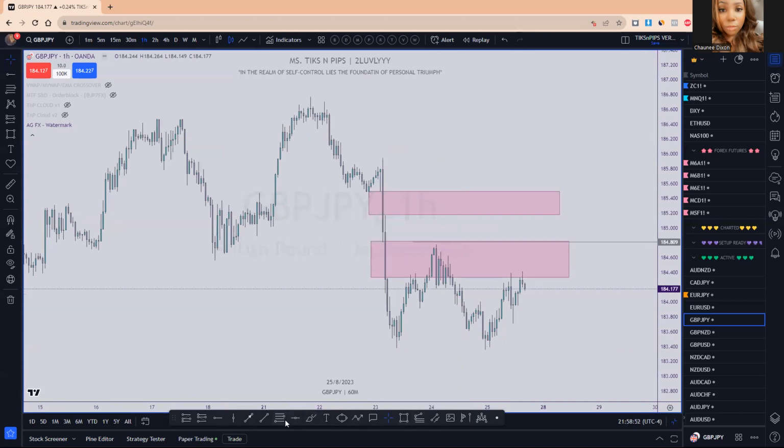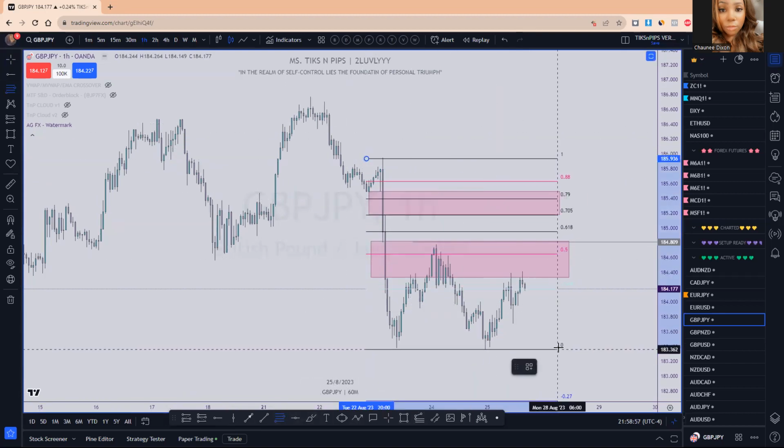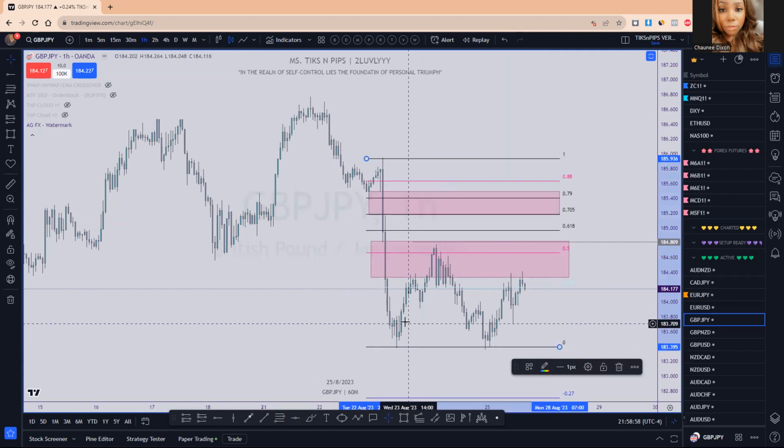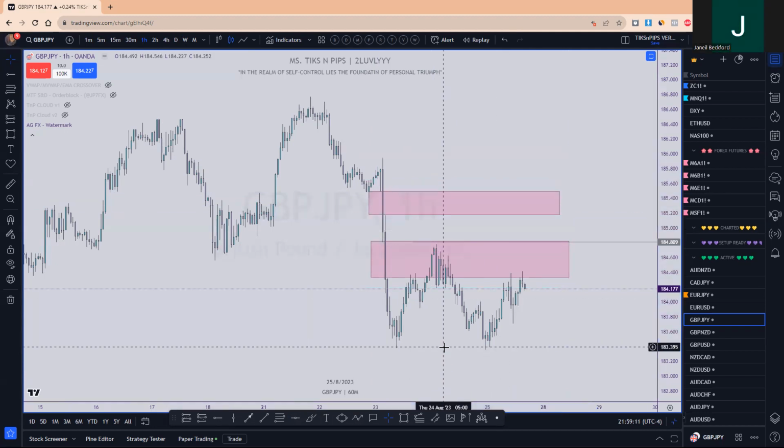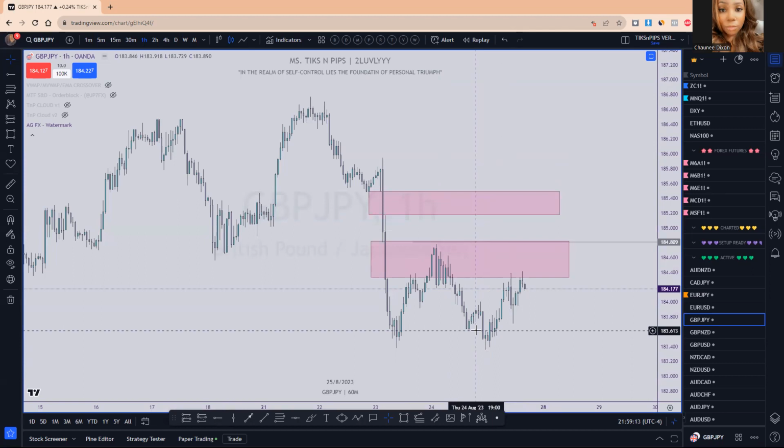Let me see, did it even retrace into the premium here? Okay, so it did tap a little bit into the premium, but this is not satisfying enough for me. I still want price to come into this FVG here. But yes, that is an FVG.